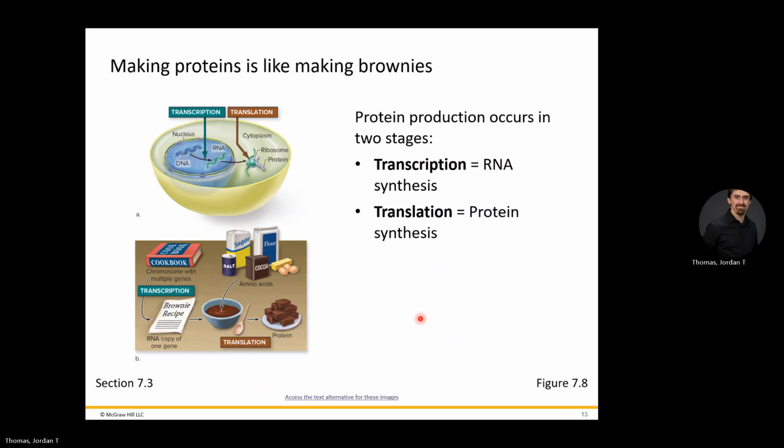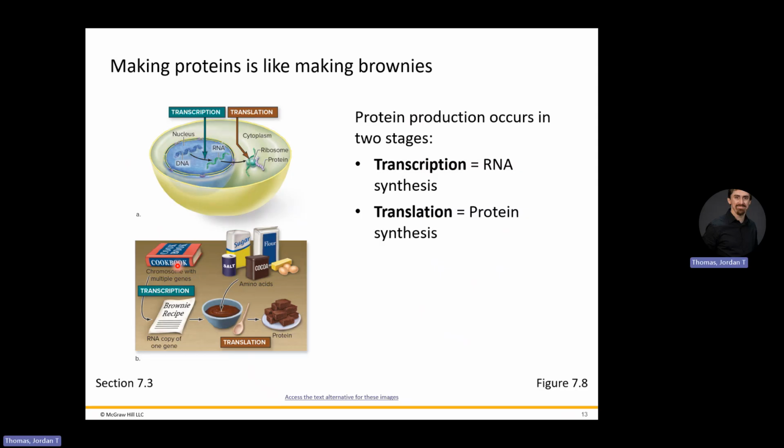Now, making proteins is like making a brownie. This is a key thing I want you to know. We're going to start getting into how we go from DNA to protein. So in this unit, I want you to know each of these steps, what's happening, and some of the key players. And we're going to use the cookbook example still. With the cookbook example, we have a cookbook. This is the chromosome with the multiple genes, the multiple instructions.